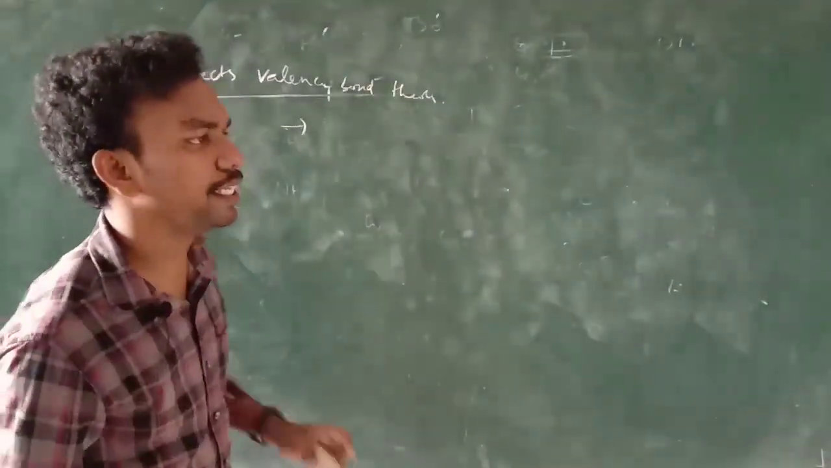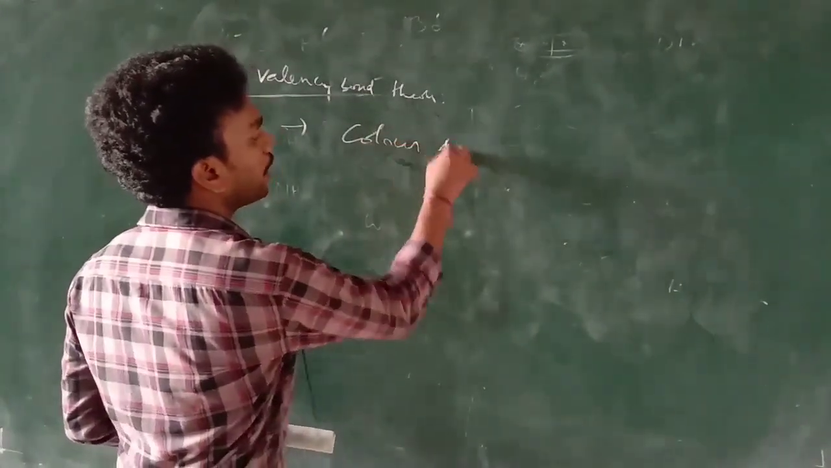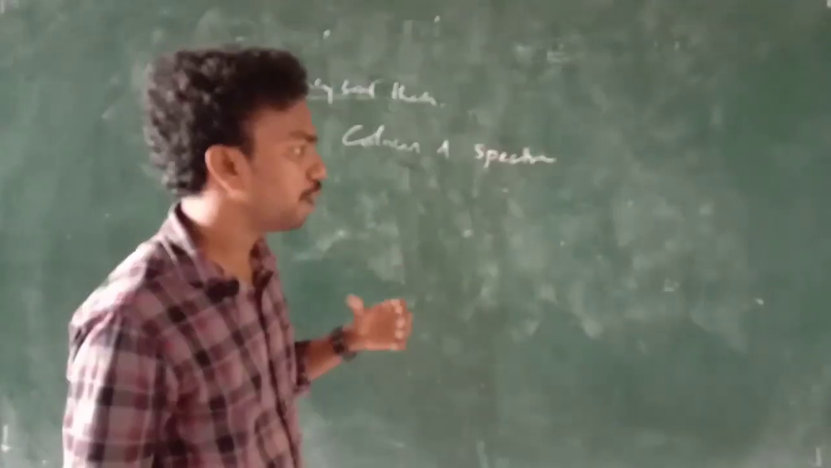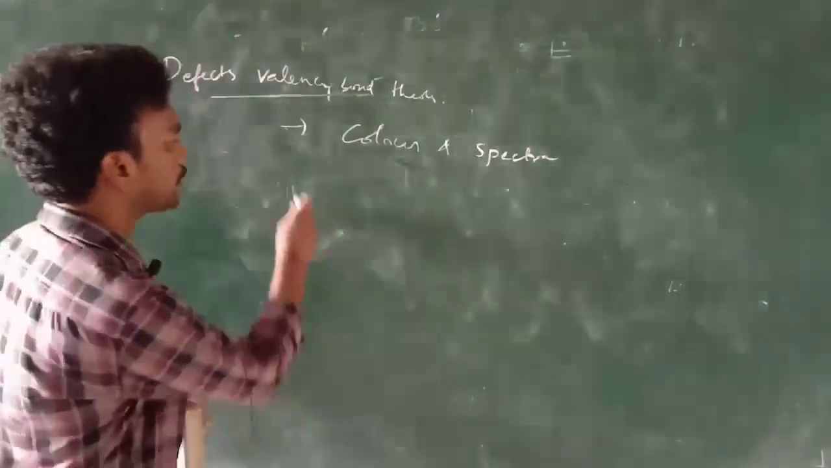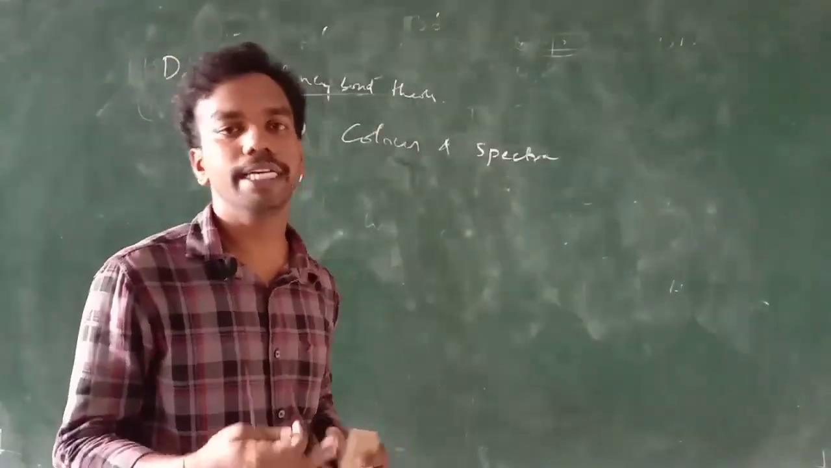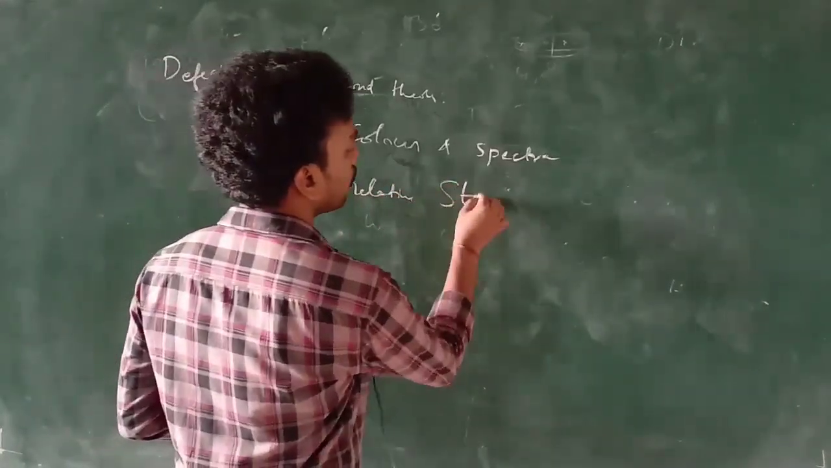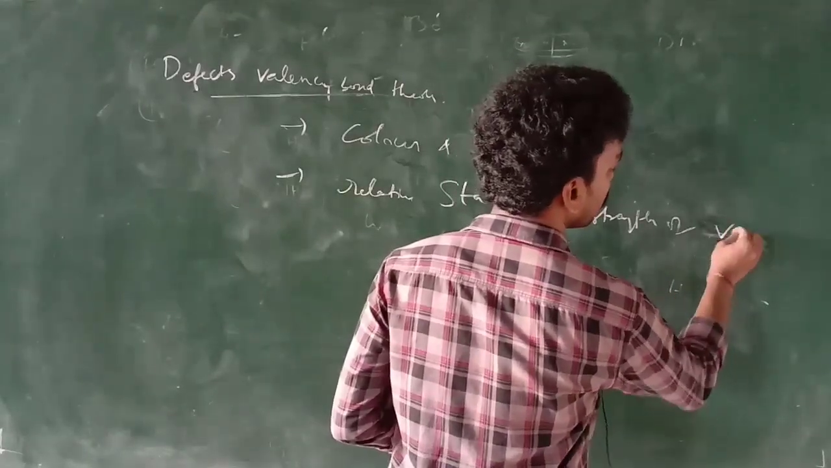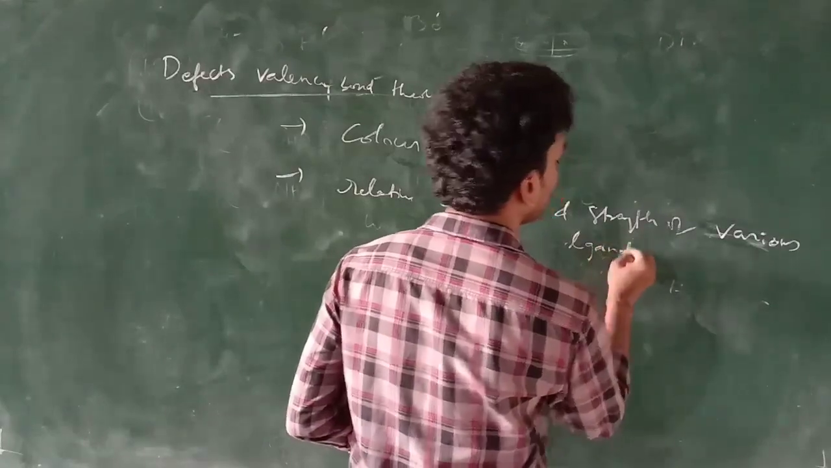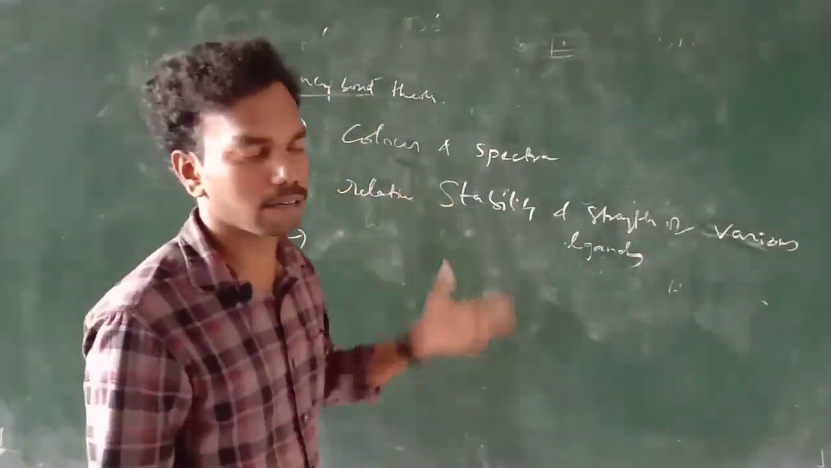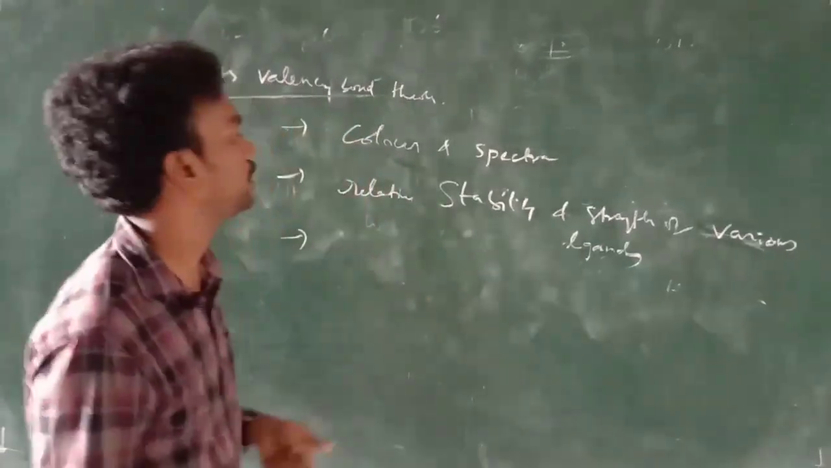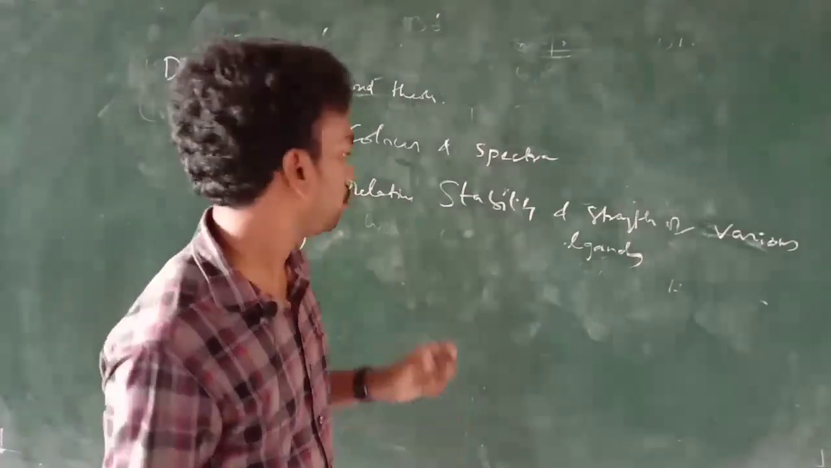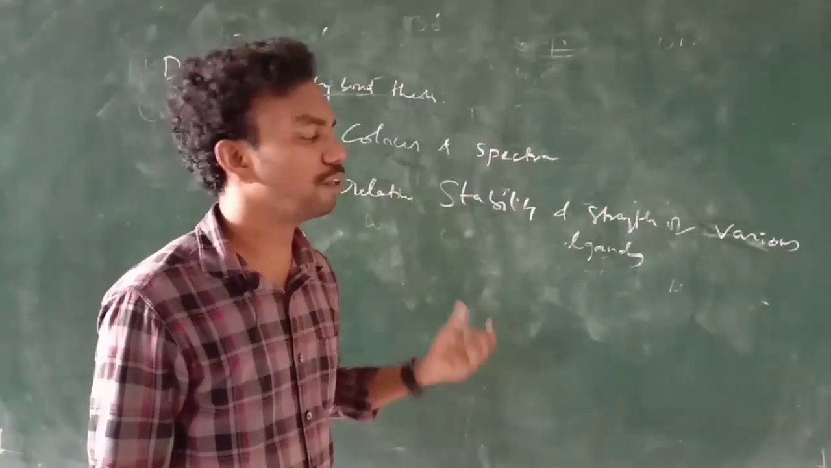The first defect is that this theory is unable to explain the color and spectra of metal complexes. Next, this theory is unable to explain the relative stabilities and strengths of various ligands. So the first defect is that color and spectra of the complexes cannot be explained by valency bond theory. The second is relative stability and strength: which one is a strong ligand and which one is a weak ligand. It does not explain satisfactorily the stability and strength of the various types of ligands.